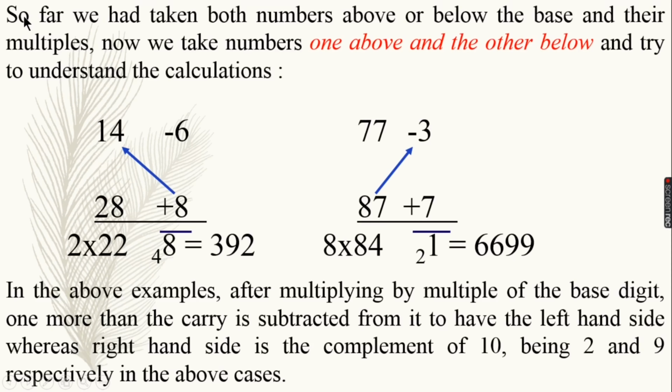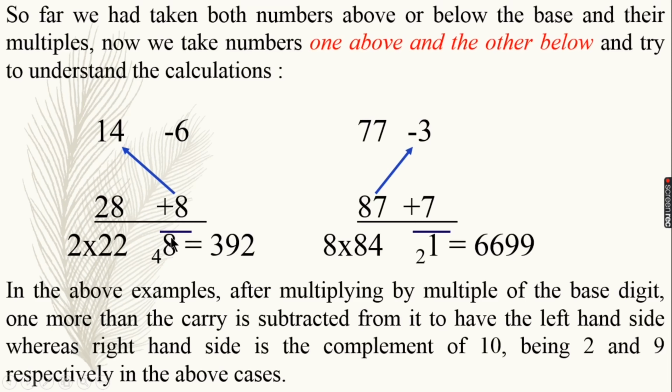Now we are going to take up numbers, one above a base and other below a base. So here, for example, we want to multiply 14 with 28. So 14 is 6 deficient from 20 and 28 is 8 above 20. So we put minus 6 and plus 8 here. We multiply them and we get minus 48.